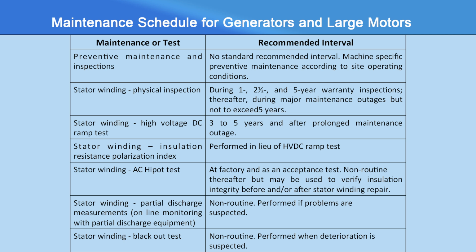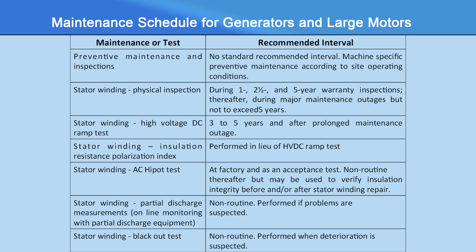The first one is preventive maintenance and inspections. No standard recommendation interval is required. The machine specific preventive maintenance according to the site operating conditions are performed. Next test is the stator winding physical inspection. This is performed during first 2.5 and 5-year warranty inspections, thereafter during major maintenance outages, but not exceeding 5 years.